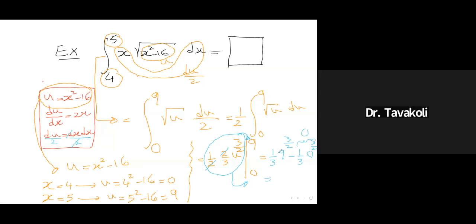It remains to simplify 1/3 times 9 to the power of 3/2. 9 to the power of 3/2 is 27. Why? Because 9 to the power of 1/2 is radical 9, which is 3, and 3 cubed is 27. Using basic algebra, 9 to the power of 3/2 is 27. And 1/3 times 27 is going to be 9. So the value of this integral is equal to 9.